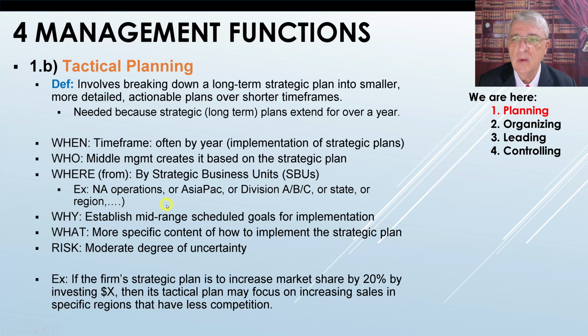So the why of this is to establish mid-range scheduled goals for implementation. These are time frames. These are things you can execute to, and you can see if you're on track or not. It is more specific content about how to implement the strategic plan. The risk is moderate. It is less than strategic because it's shorter term and you have a better grasp on what's going to happen. So for example, if the firm's strategic plan is to increase market share by 20% and they're going to invest X dollars to get there, then the tactical plan may focus on increasing sales in specific regions that have less competition. So we may say, okay, the Northeast region has less competition. We're going to focus on building that up because it's going to be low-hanging fruit.